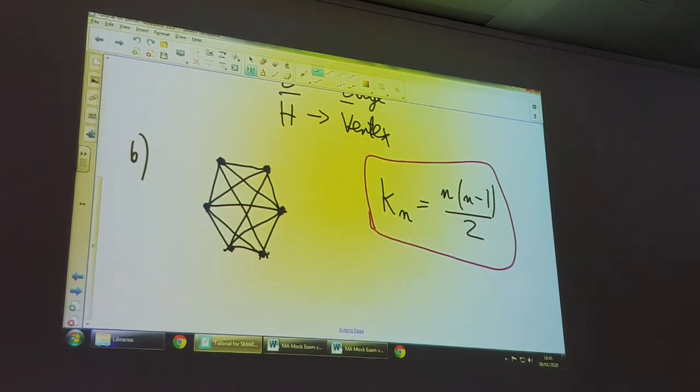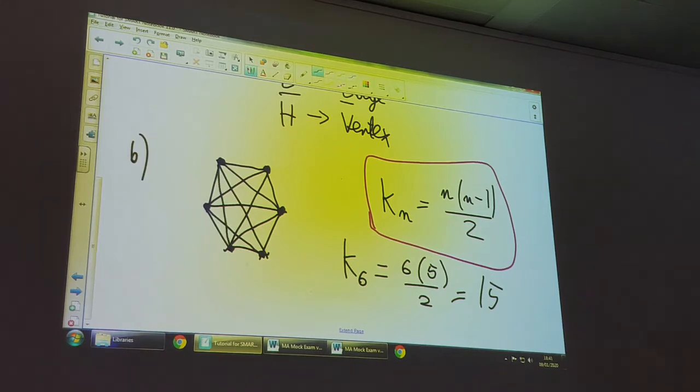6 times 5 is 30, divided by 2. So K6, the complete graph of 6 vertices, will indeed contain 15 edges. Is that complete at the moment? I think I'm missing something. I'm missing this one, and I'm missing this one. Now it's complete. Every vertex is connected to all the other vertices. And that gives you 15 edges. It can't be more.